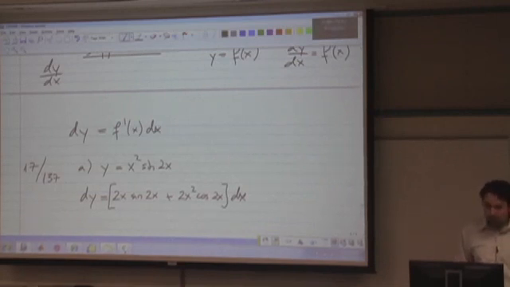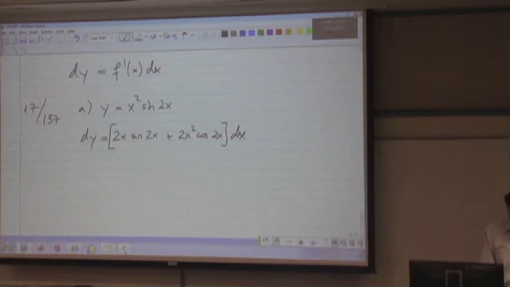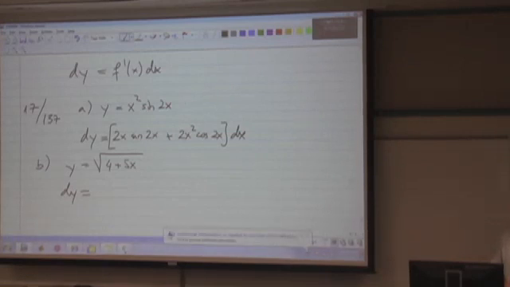Should I do part B as well? Y is equal to the square root of 4 plus 5x. So dy equals, by the way, one of the reasons I didn't assign too many problems is because I don't want you to spend too much time on approximating, because it doesn't necessarily play a role later on in the semester. But what I would like is that later on, if I say what is the linearization of a function, you know what that actually is. Or if I say find the differential, you have a feel for what the differential is. Not necessarily approximate the square root of 3.98 or whatever the situation may be.